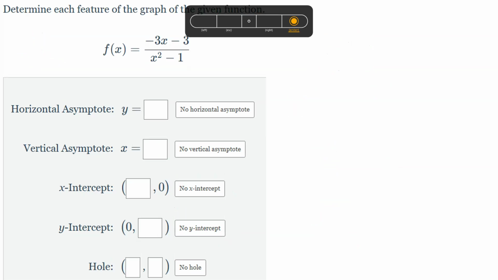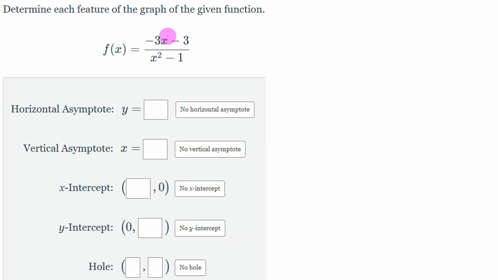Okay, let's try one more. Same thing here, power on top is less than the power on bottom, so y equals 0, which should mean I have no y-intercept. Although that may not work. Hang on a second. We have 0. I'm not saying no y-intercept, I'm sorry. No x-intercept, I would guess. Yeah, that's going to be no x-intercept.